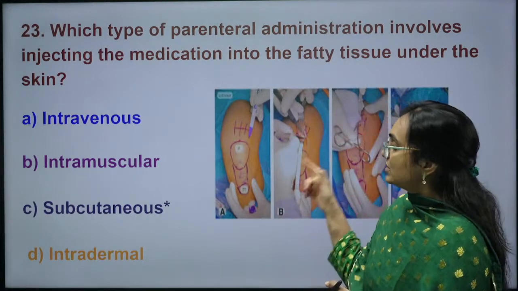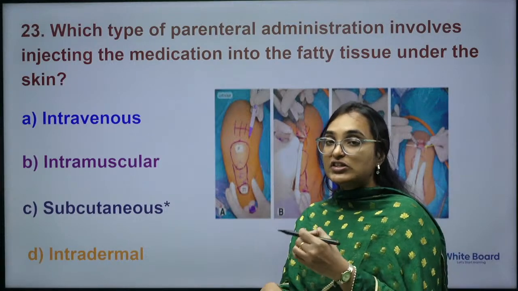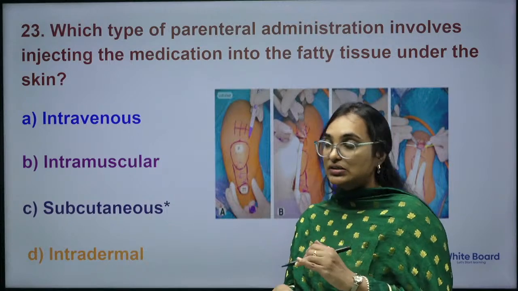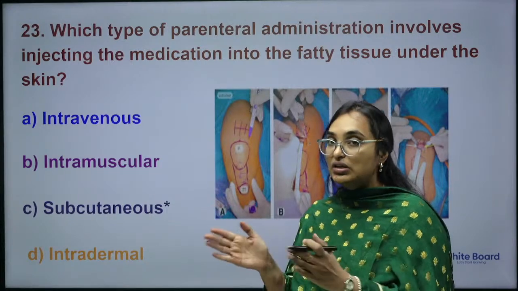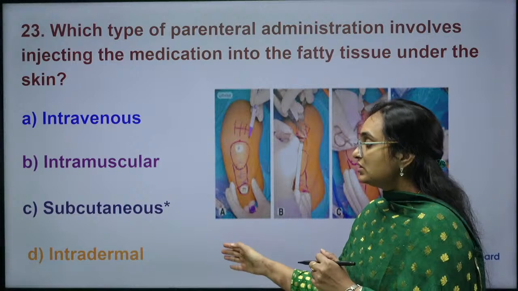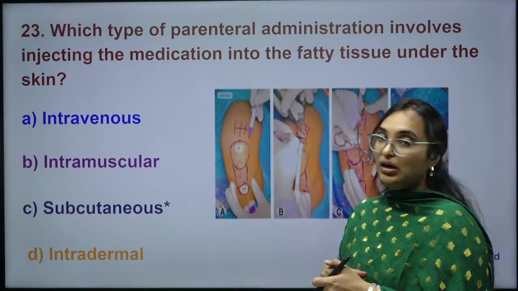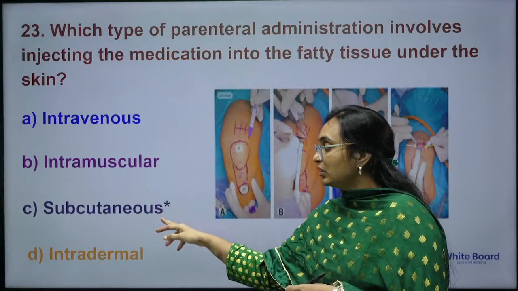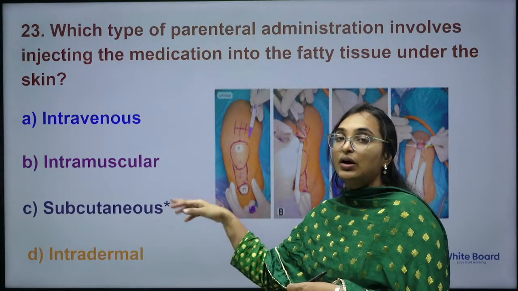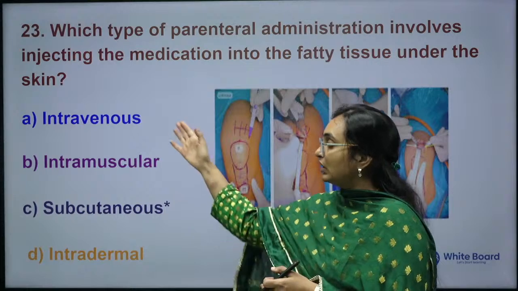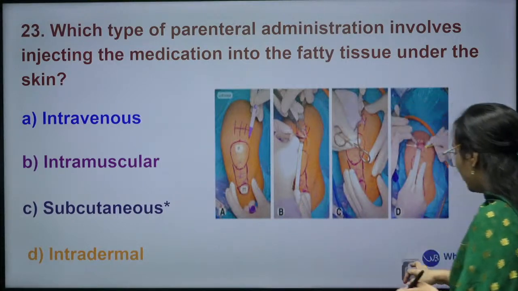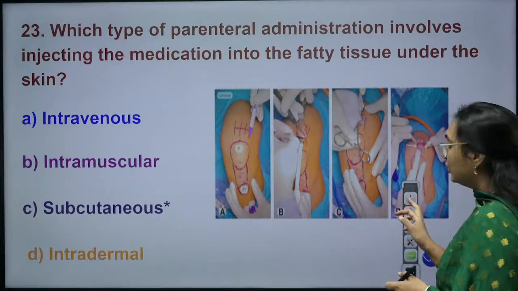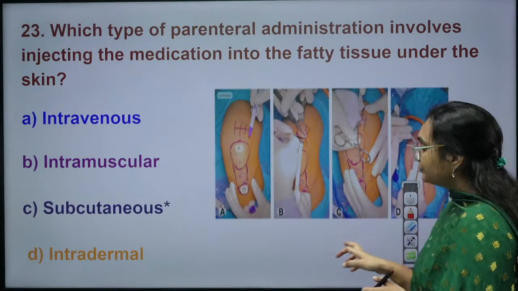So here the exact answer is subcutaneous, which is given into the fatty tissues present under the skin. Intradermal is in between the skin layers. Vaccines are given through intramuscular, insulin is given subcutaneously, and IV fluids are given intravenously. Ascorbic acid and some vitamins are given through the intradermal route. So here the answer is C.